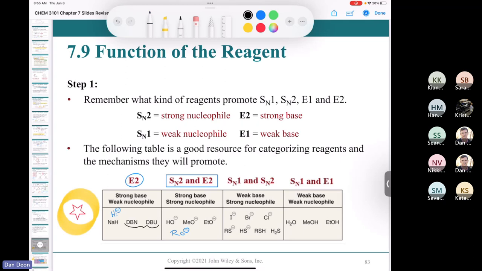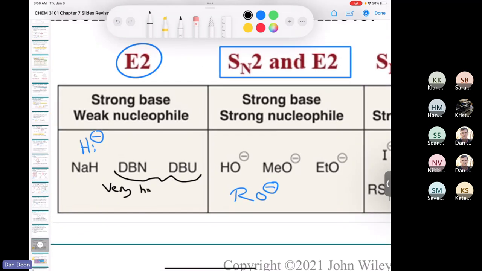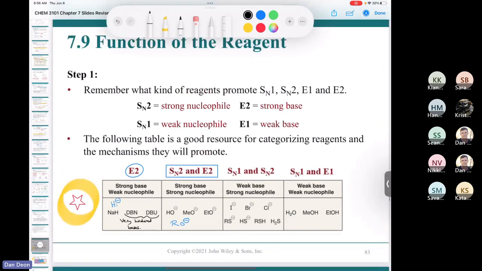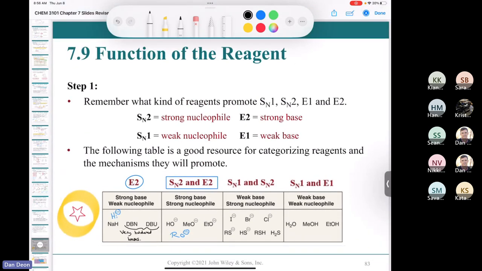DBU and DBN stand for diazabicyclononene and diazabicycloundecene. Anyhow, these are both very, very hindered bases. Okay, they're extremely hindered bases, and that's why they can't behave as a nucleophile. They're too big, but they can act as a base, okay? So that's SN2 and E2, strong base, strong nucleophile. E2 exclusively when you have something that's a really powerful base but a crummy nucleophile, okay?